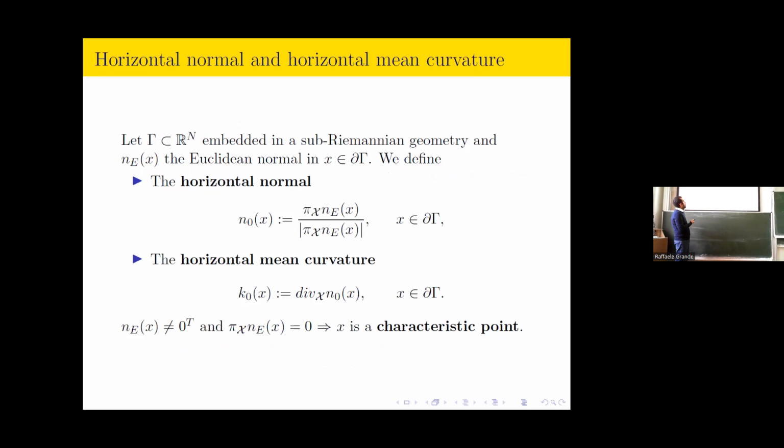Then it's possible also to see that we have to adapt the definition of the normal, the Euclidean normal. So we can take gamma a hypersurface in Rn, and then NE, the usual Euclidean normal. Then we define the horizontal normal as the normalized projection of the Euclidean normal on our distribution, and the horizontal mean curvature as the horizontal divergence of the horizontal normal. And I want to remark, I will sketch an example soon, that it is not compulsory that if the Euclidean normal exists, the horizontal normal exists as well. And these kinds of points are called characteristic points.